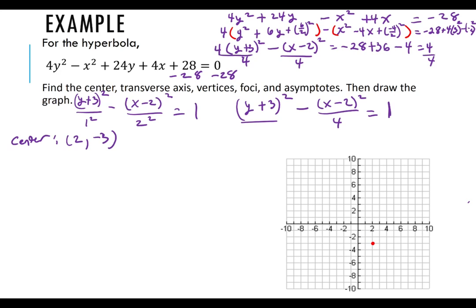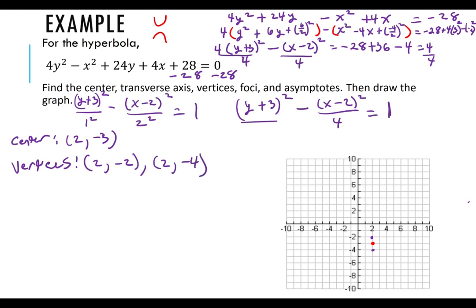And then for our vertices, we just need to go, well, the y stuff is what's not being subtracted, so we know that this is actually going to open vertically, and so it's going to open up and down. And so if I go from the center and I go up a distance of A, which is 1, and down a distance of A, which is 1, I then get my vertices. And so the vertices are then going to be 2, -2, and 2, -4.